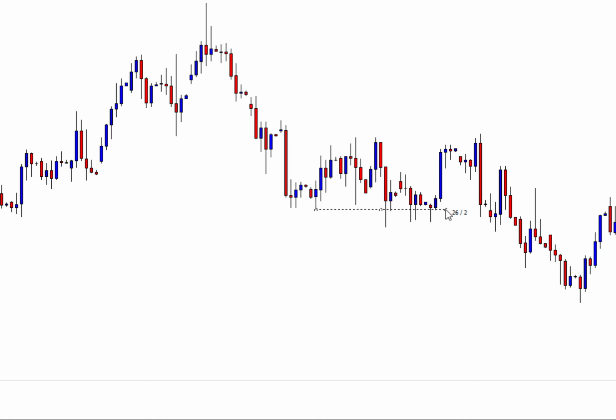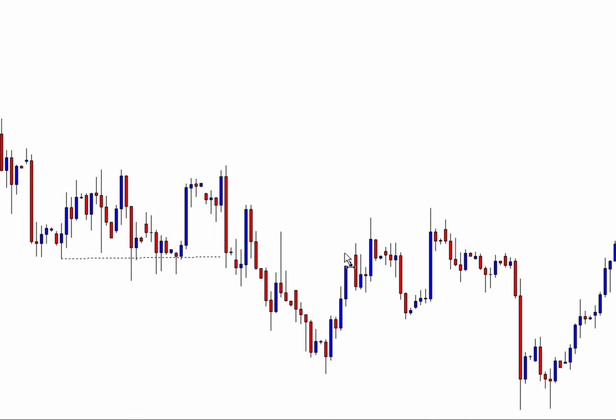If you bring this to this area, we still cannot see a break of structure until we reach this level. So this entire level, there is nothing like a break of structure. So when you're identifying this, you need to see the body of the candle.